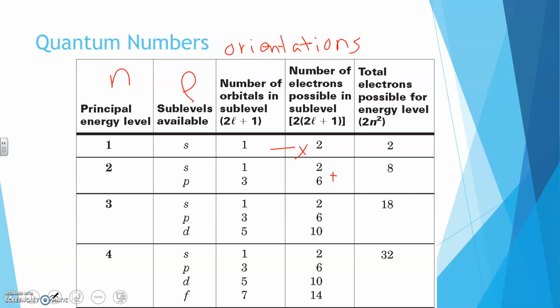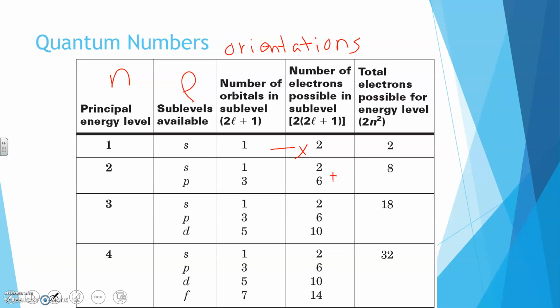So, looking at our quantum numbers, we just have our N and our L here. If you have an energy level of 1, the only possible L value or sublevel orbital type available is an S, which means that there's only one type of orbital available, and one orientation available, and it's going to hold a max of 2 electrons.